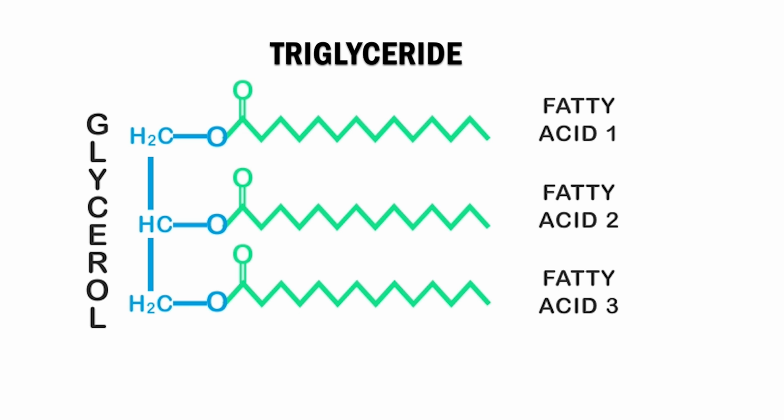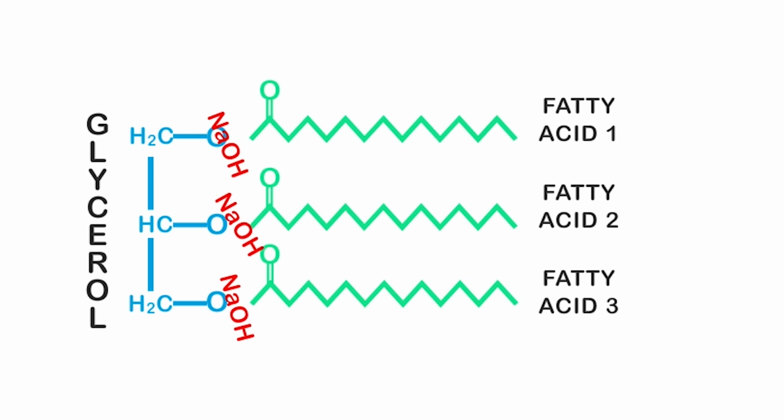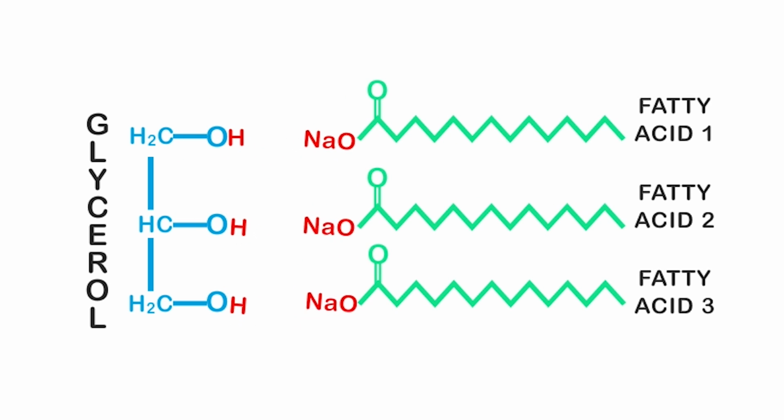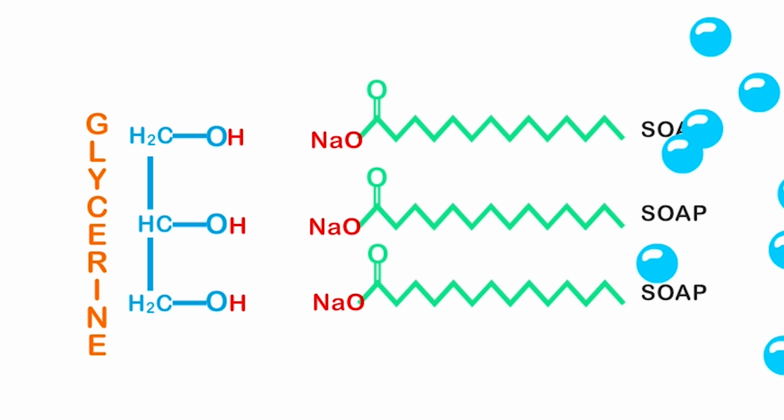To turn our triglyceride into soap, we need to break the bonds between the fatty acids and the glycerol, and our strong alkali, our lye, will do this for us. Having split the triglyceride apart, the lye is broken down, with the sodium part attaching to the fatty acid and the hydrogen part attaching to the glycerol. This will give us some glycerin and 3 soap molecules, and at this point the lye doesn't exist anymore.